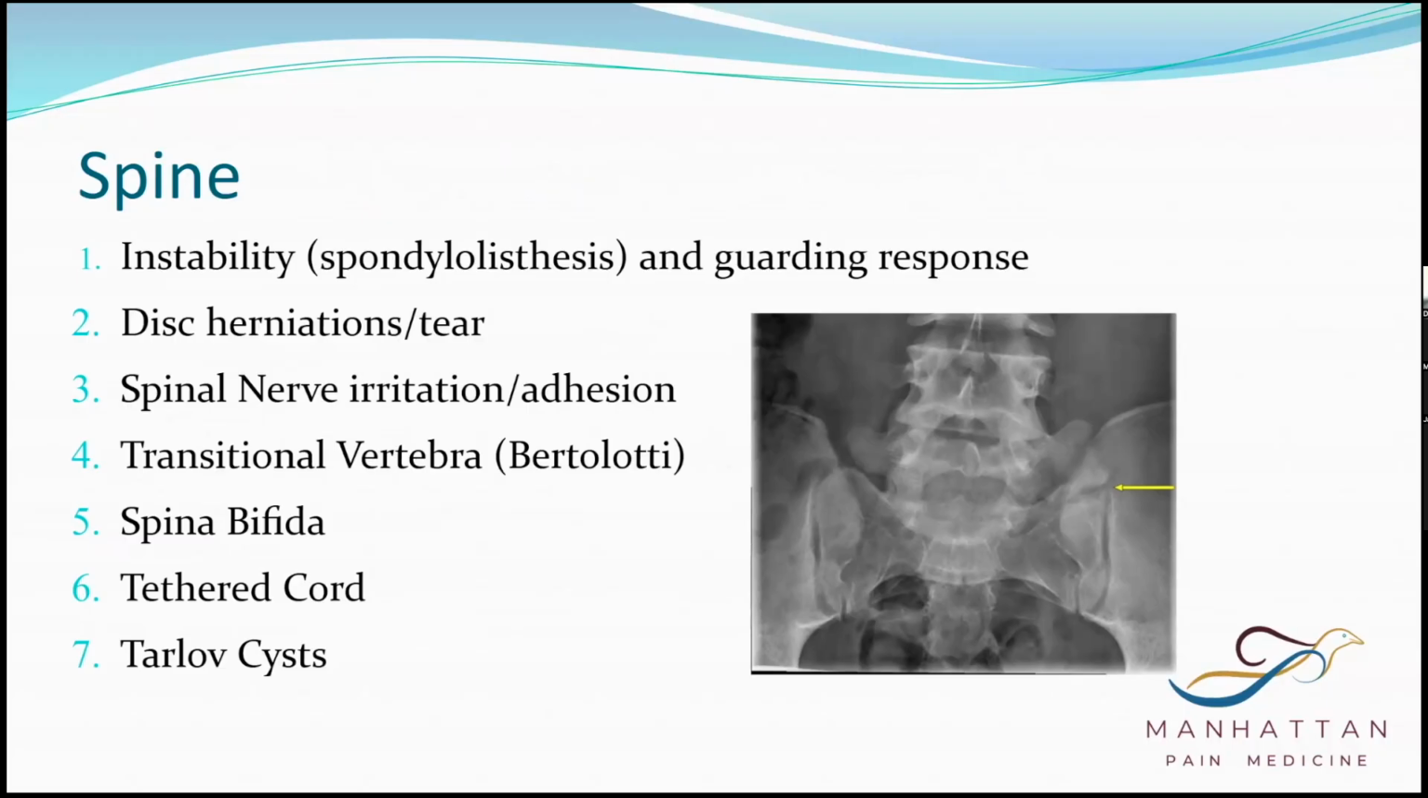So when we think of hypermobility and the spine, we think first of instability. So is there spondylolisthesis? And this is where one bone slides relative to the other. It can slide to the front, it can slide to the back, or it can even slide side to side. There is the primary instability itself, and then there is the guarding response to the instability. And both of these things can be problematic.